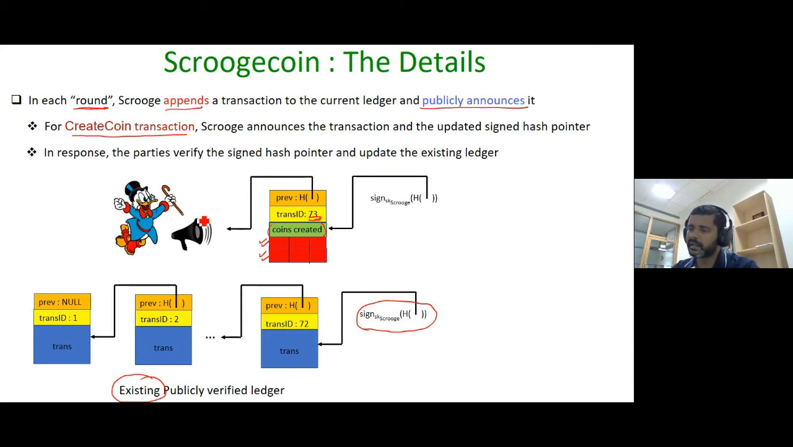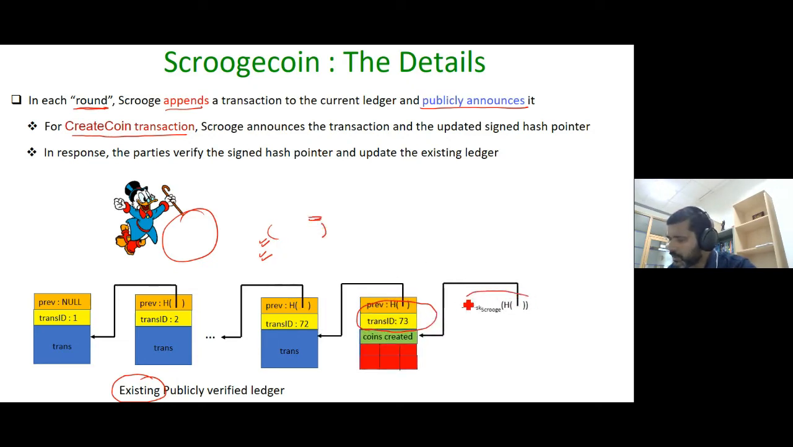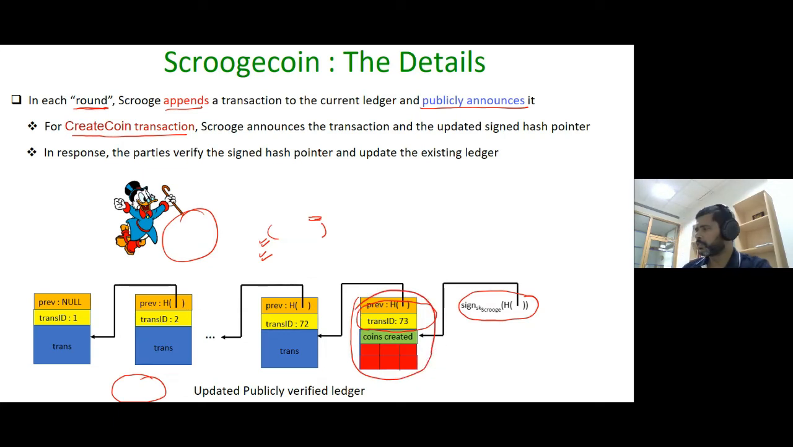So what he will do is he will publicly announce that, okay, this is the 73rd block I am going to add. And now everyone will do the following. They will verify whether indeed Scrooge has signed this head hash pointer or not, and whether this hash pointer is pointing to a block which Scrooge has made public. If both verifications pass, then everyone includes this 73rd block in their local copy of the ledger. So you can imagine that apart from Scrooge, every entity in the system is also maintaining a ledger.